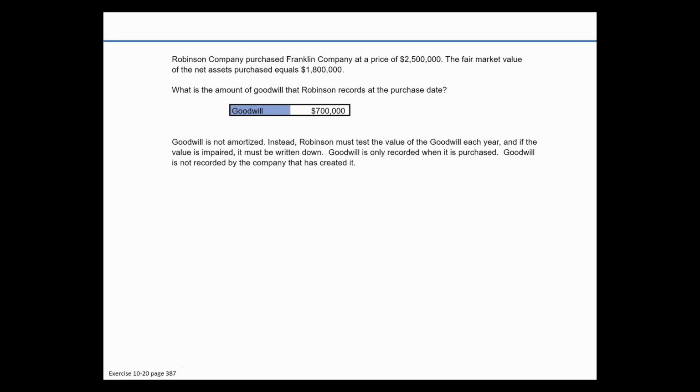And so the goodwill would be like the good name of the company and the reputation of the Franklin Company and all of that. But Franklin wouldn't be able to record that or deal with that. It would only be the Robertson Company because they're the ones that purchased it.